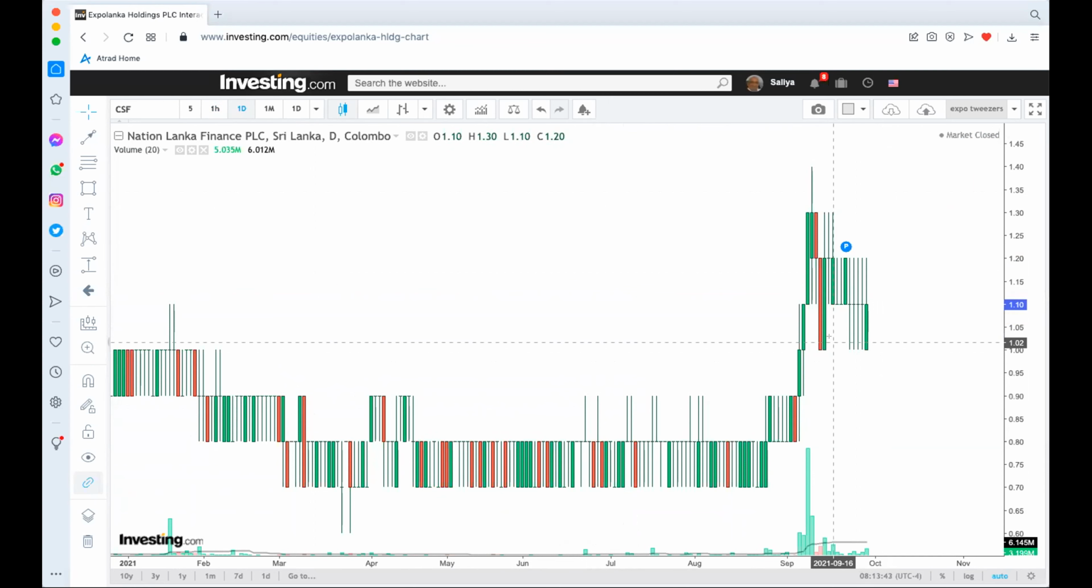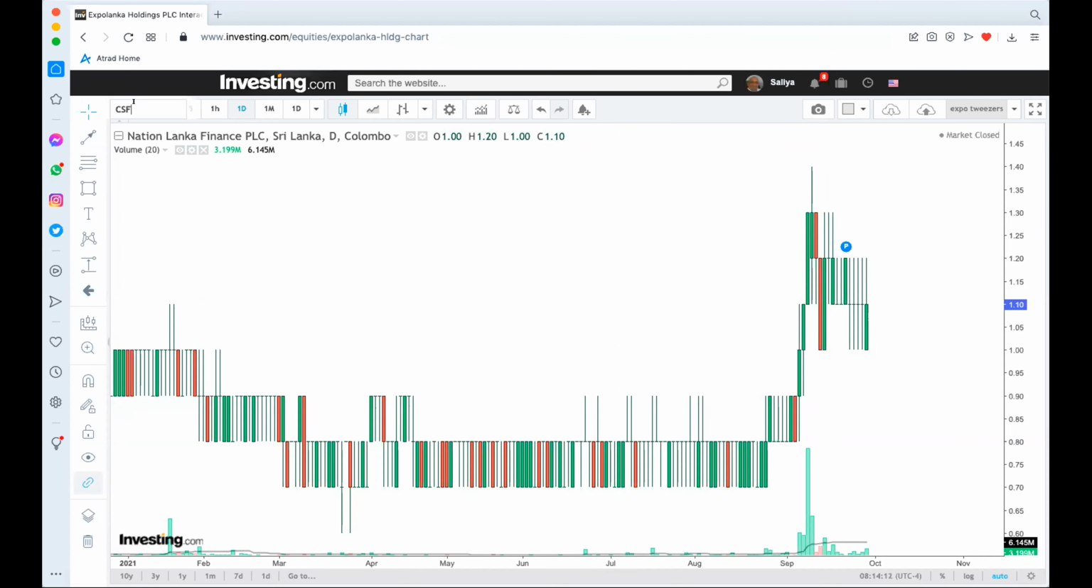So that itself will help you to understand at which point you need to collect. If you believe in a stock, a penny stock like Nation Lanka, you can do that. So the important thing is that when you see candles within the same range between the low and the high, then those are known as tweezers.